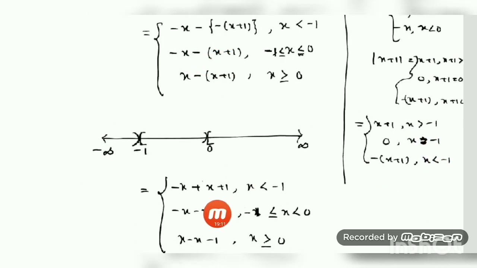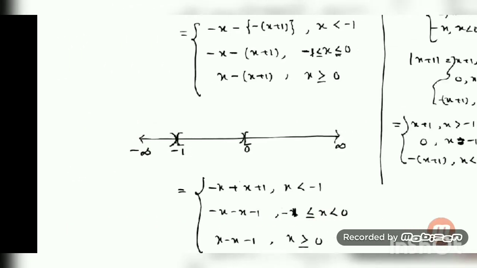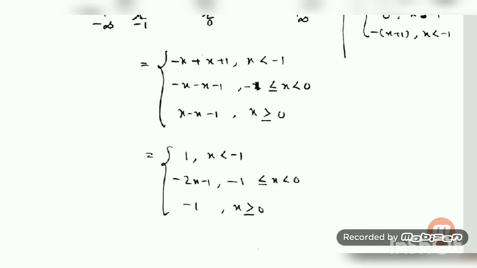Minus x minus minus plus x plus 1 for x less than minus 1. This is minus x minus 1, for minus 1 less than or equal to x less than 0. It is equal to x minus 1 for x greater than or equal to 0. Now doing the calculation, what will we have? It is equal to 1 for x less than minus 1. It is equal to minus twice x minus 1 for this interval. And this is equal to minus 1 for x greater than or equal to 0.